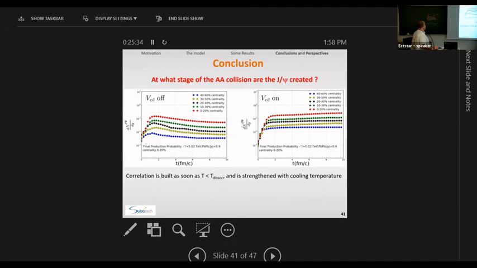And now let me come to my conclusion. That will be simply the answer to my original question. At what stage of the AA collisions are the J/psi created? So the answer for me is in this plot. And the answer is that correlations are built continuously as soon as the temperature is smaller than the dissociation temperature. And these correlations are strengthened with a cooling temperature. So definitely, we do not see some kind of sharp rise of J/psi production at the later stage.